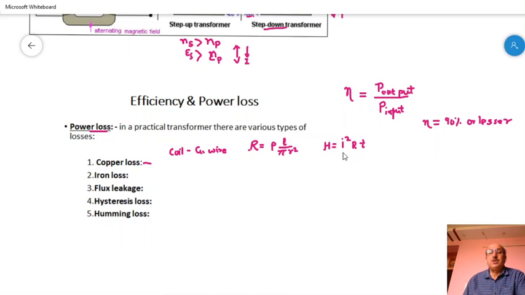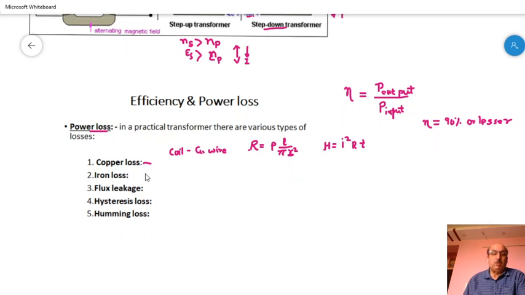How we overcome this loss? We use the thicker wire. If we increase the radius of coil wire, it means if we use the thicker wire, then the resistance will be lesser, so heat loss will be lesser. So we may slightly overcome copper loss by using the thick copper wire.